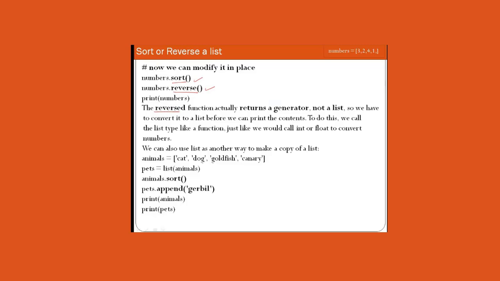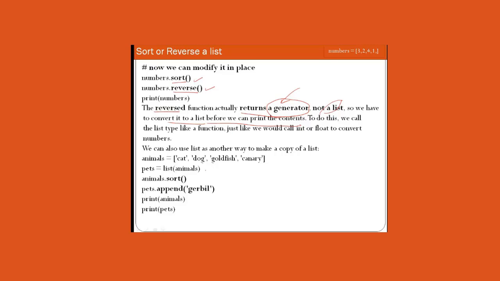The reversed function actually returns a generator and not a list. You should take care of that, right? So we have to convert it to a list before we can print the contents. This is important. When you are using reversed, it is giving you a generator, not a list. That's why you are first converting into a list. To do this, we call the list type like a function, just as we would call int or float to convert numbers.